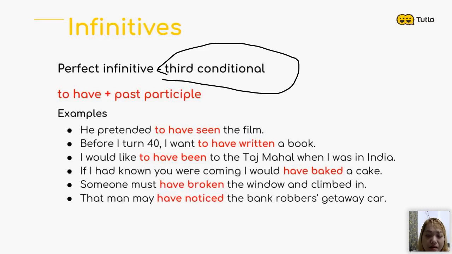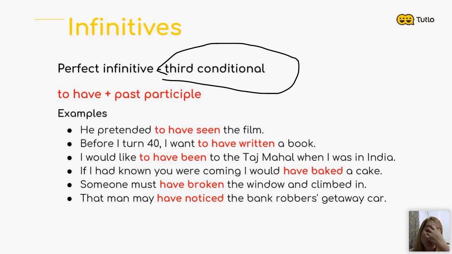Look at this. For example, he pretended to have seen the film. Before I turn 40, I want to have written a book. I would like to have been to the Taj Mahal when I was in India. Next, as you can see here, if I had known you were coming, I would have baked a cake. Someone must have broken the window and climbed in.